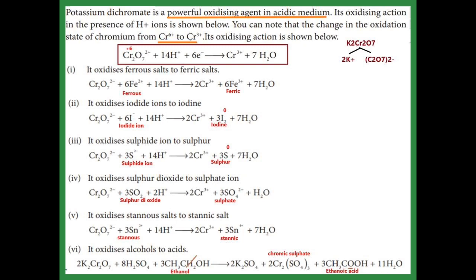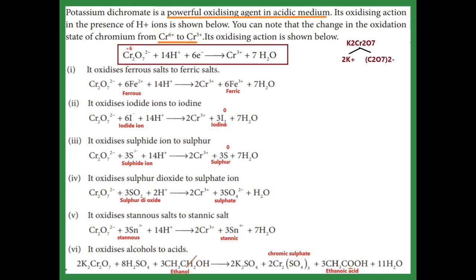The same way sulfur dioxide. With potassium dichromate in acid medium, it is oxidized to sulfate ion. Sulfur dioxide contains how many oxygen? 2 oxygen. In sulfate ion, we have 2 more oxygen. So it gets oxidized. The next one, stannous salt. Stannous means Sn2+. In the presence of potassium dichromate in acid medium, it gets oxidized to stannic, that is Sn4+. So 2+ to 4+ means it gets oxidized. That is, the oxidation number increases, and when the oxidation number increases it means it is oxidized.